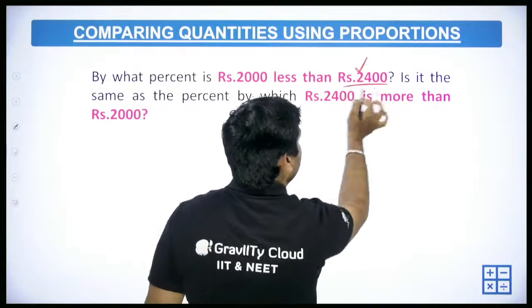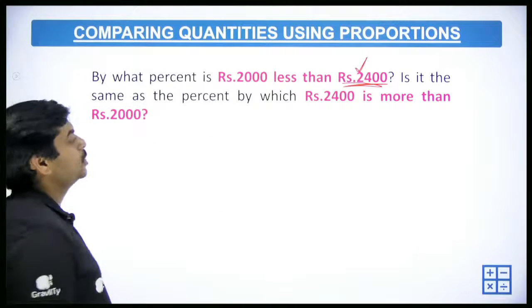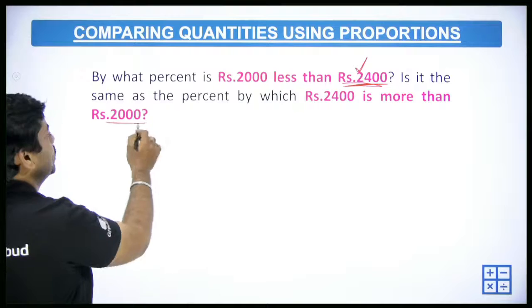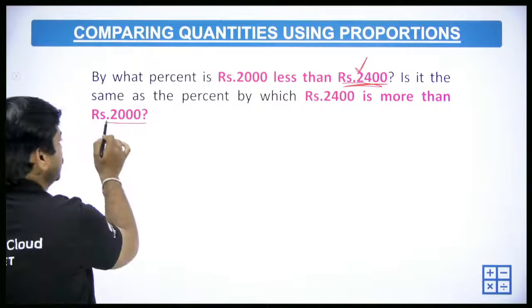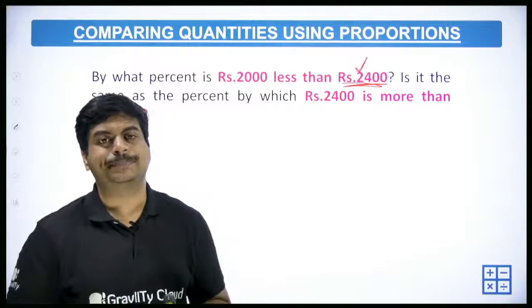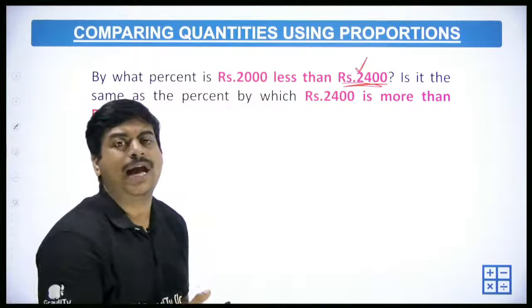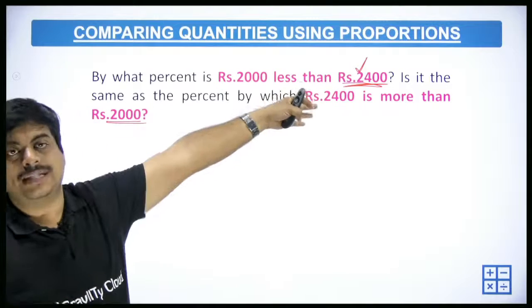So we need to compare with this one. Next, is it the same as the percentage by which 2400 is more than rupees 2000? So now we need to compare with this quantity. You need to understand the mathematics properly, and the English wording properly. Say 2000 is less than what? Actually, what is the actual quantity? 2400. That is the main thing.